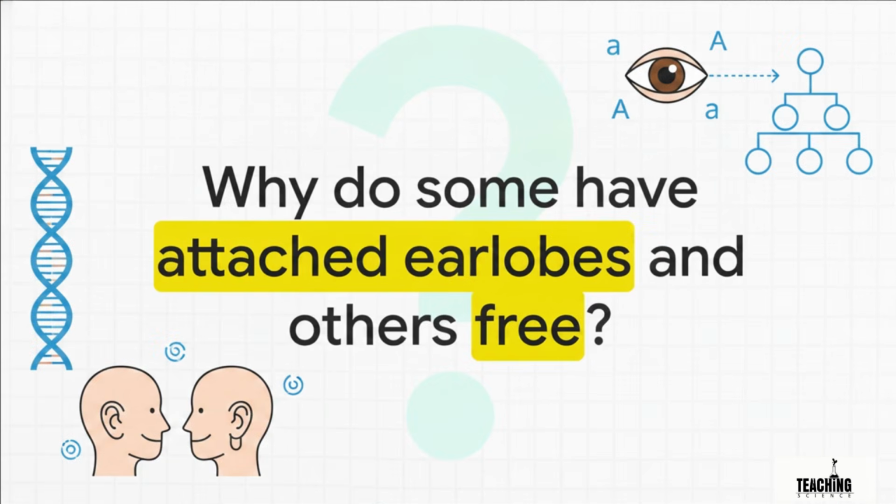Now, have you ever wondered why some of us have attached earlobes while others have free ones? Or why your eyes might be the exact same shade of brown as your grandfather's? We all share a basic human body design, but it's those subtle little differences that make us entirely unique. Today, we're going to unlock the biological secrets behind these physical variations.